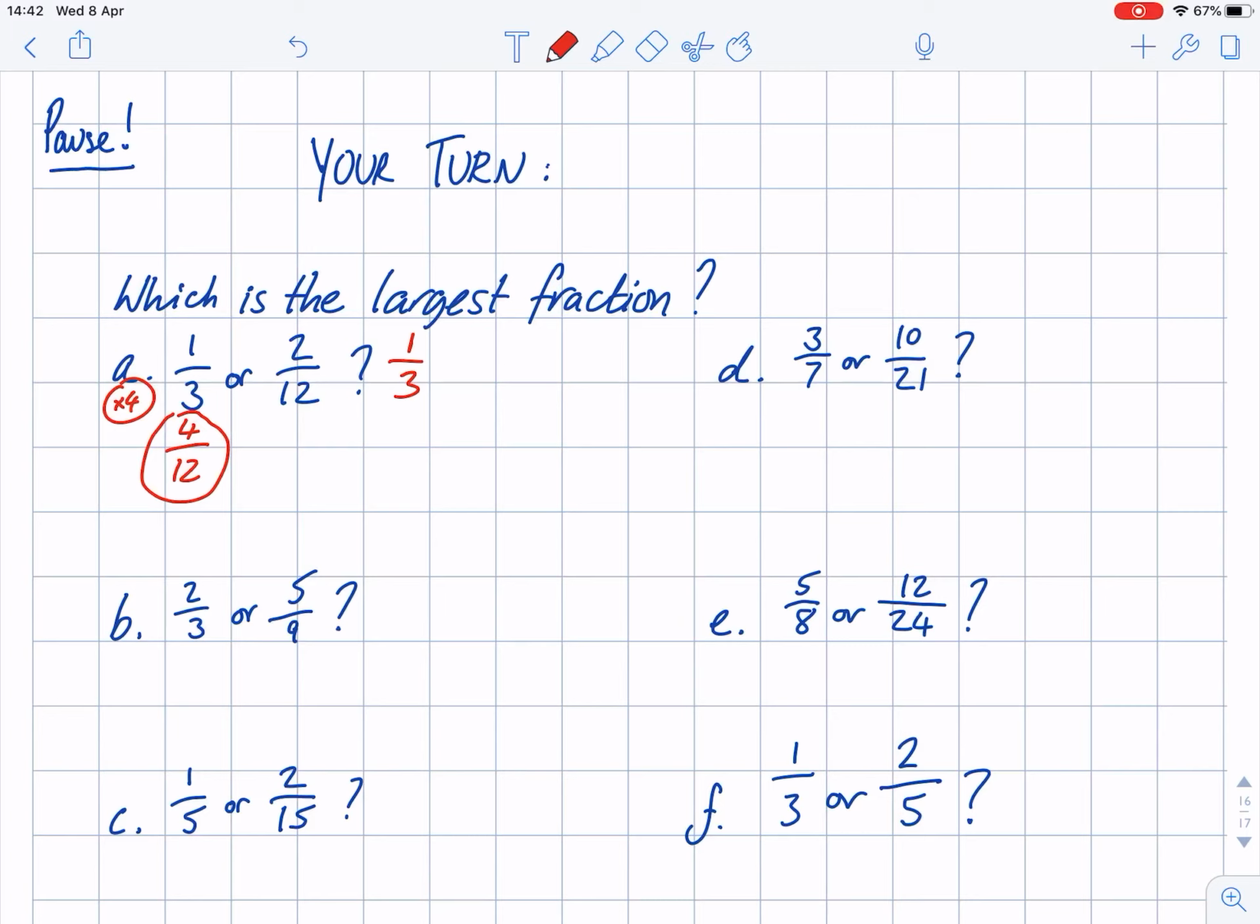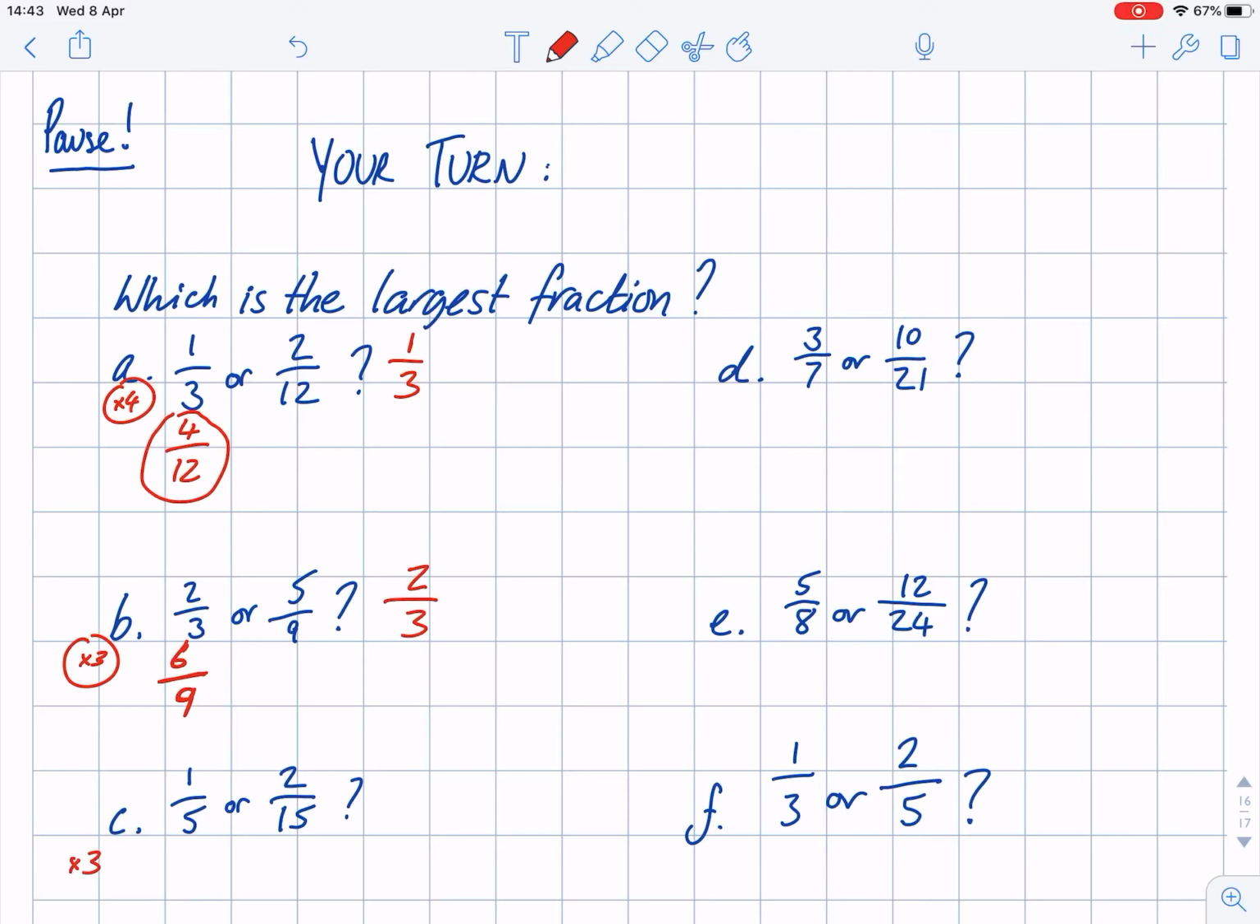Okay, so for the next one, B, what do I multiply this 3 by to get it to become 9? I multiply it by 3 again. So 3 times 3 is 9. 2 times 3 is 6. So which is larger, 2/3 or 5/9? Well, it's 2/3, isn't it? Because 2/3 is the same as 6/9. See what we're doing? Next one, C.